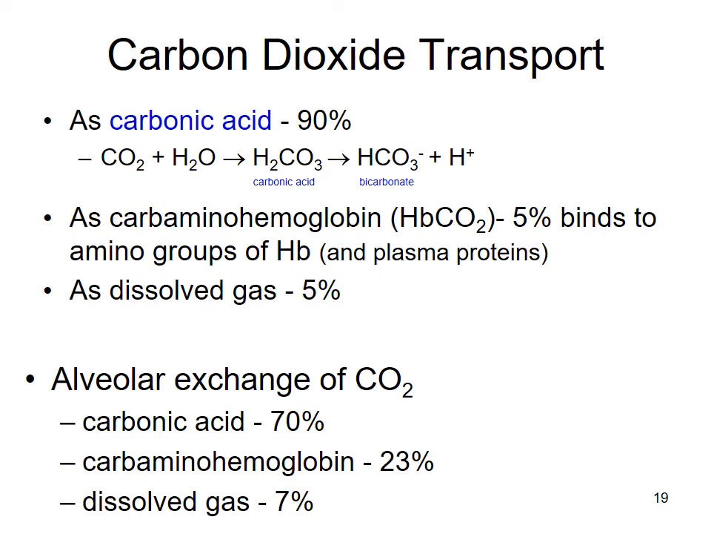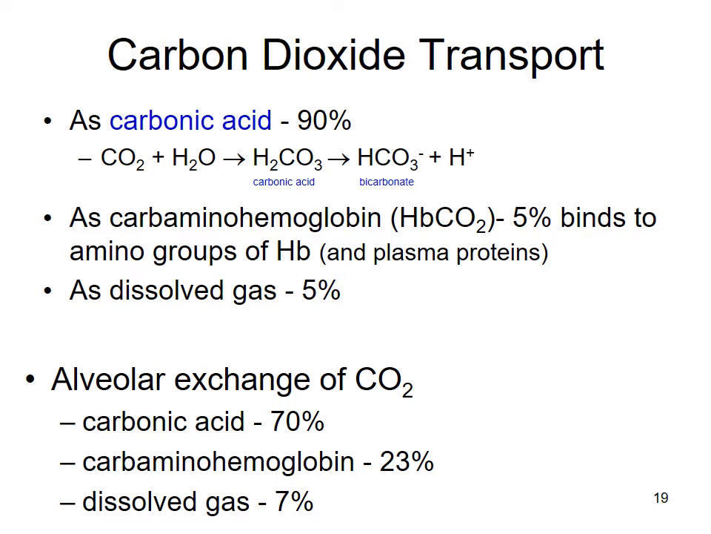When it comes to your carbon dioxide, we see that it has 3 options for its transport. The most common option is through carbonic acid. Then the second one is through an interaction with the hemoglobin itself. This will be a separate binding site than the oxygen, so it doesn't interrupt any of the surface area. And the third option is as dissolved gas.